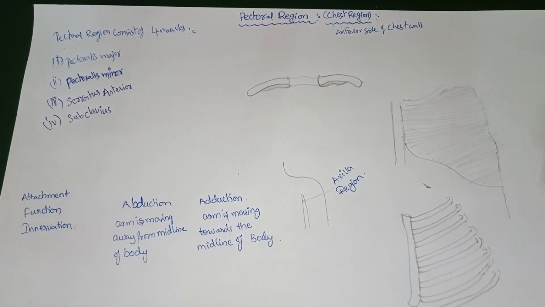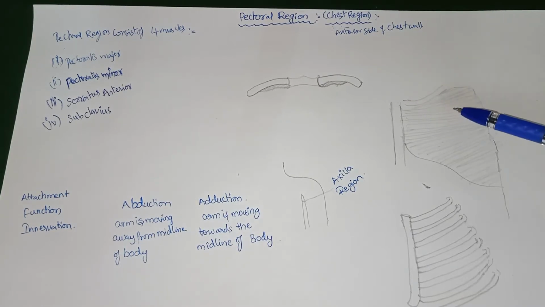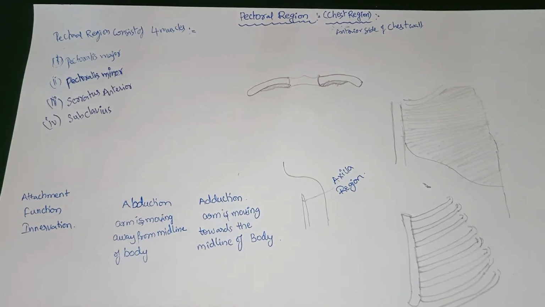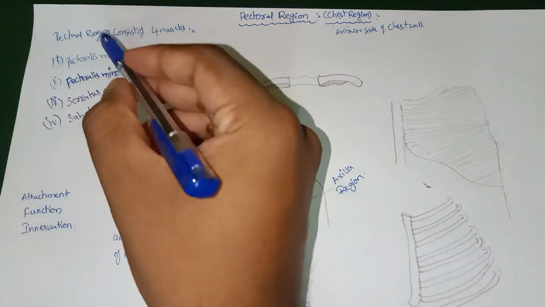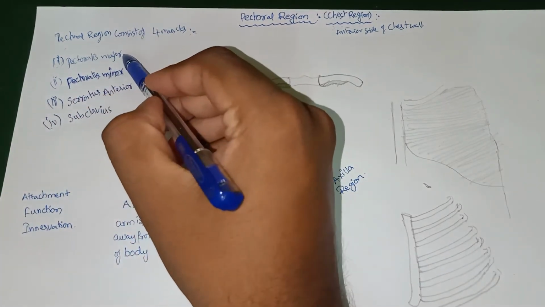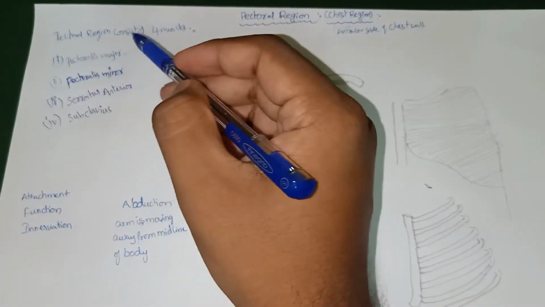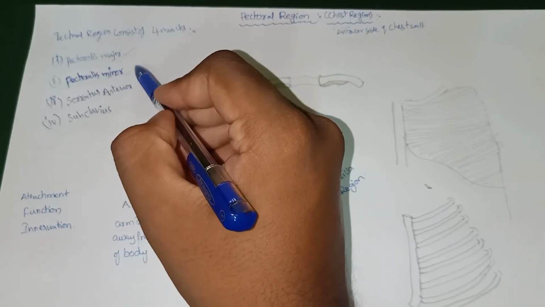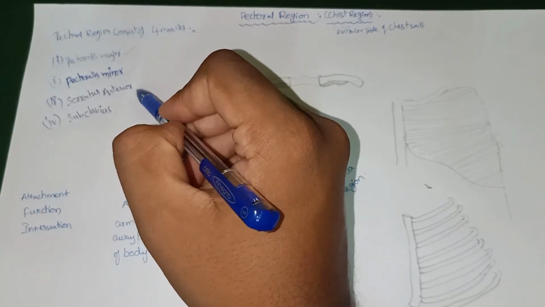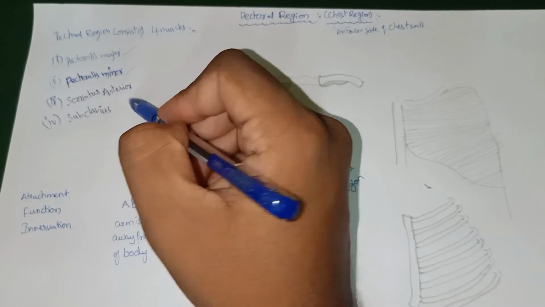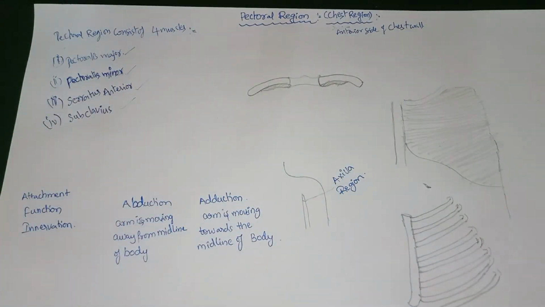It consists of how many muscles? The pectoral region consists of 4 muscles. What are the names of those muscles? The first is the pectoralis major muscle, then the pectoralis minor muscle, the serratus anterior muscle, and the subclavius muscle. These are the 4 pectoral region muscles.